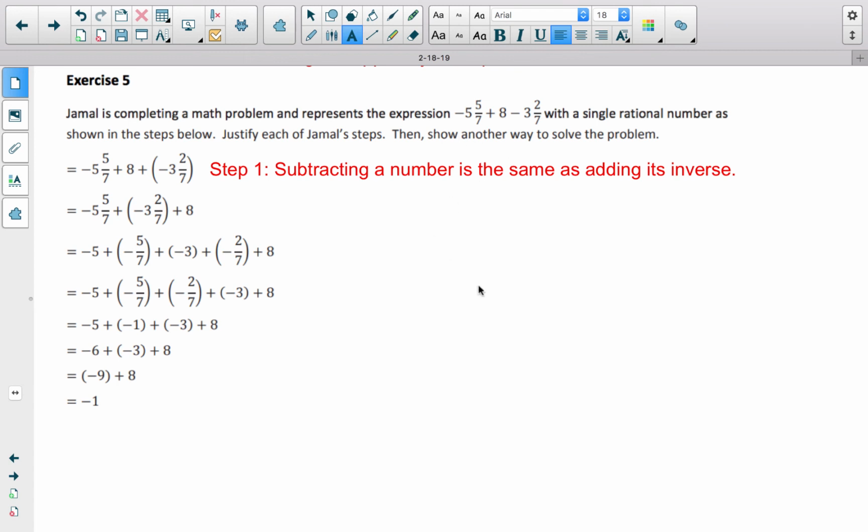Then what you're going to do is you should come up with another way to solve this problem. Once you have analyzed Jamal's work and come up with another way to get to -1, please come back and check the video before we move on to our lesson summary and problem set.